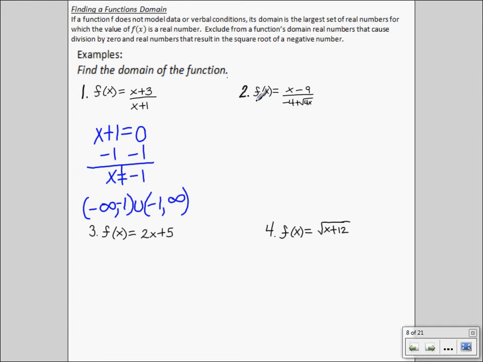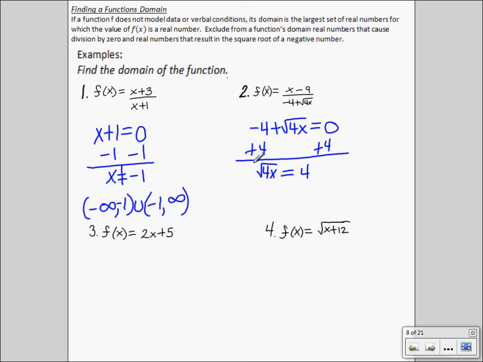Looking at number 2, let's take f of x equals x minus 9 over negative 4 plus the square root of 4x. So what you do is take the denominator, negative 4 plus the square root of 4x, and set it equal to 0. Now to solve for the variable, add 4 on both sides. So you're going to get the square root of 4x equals 4.